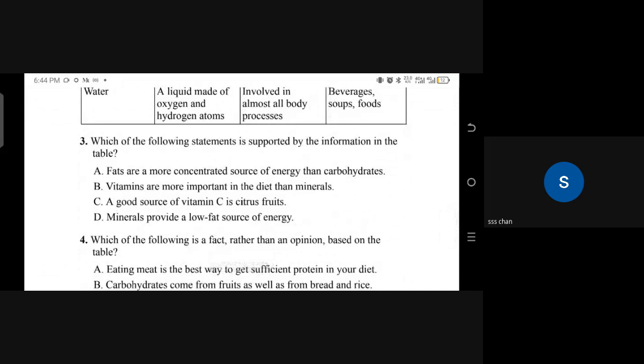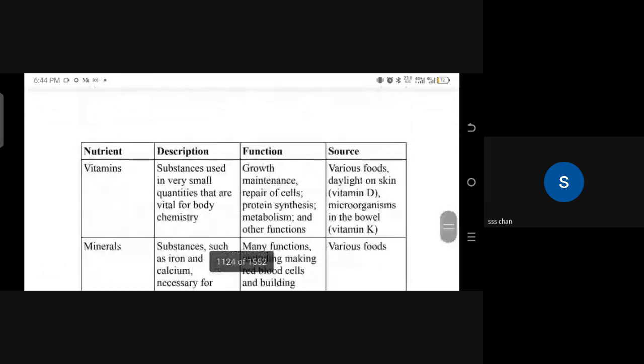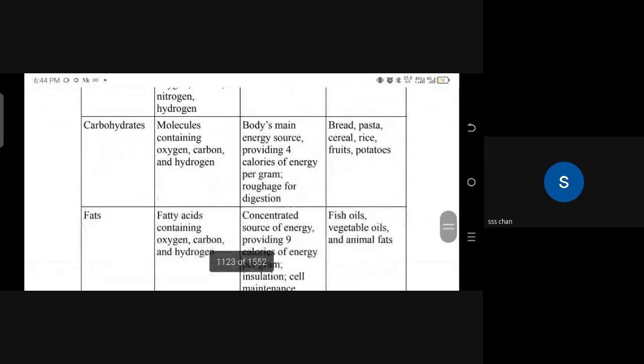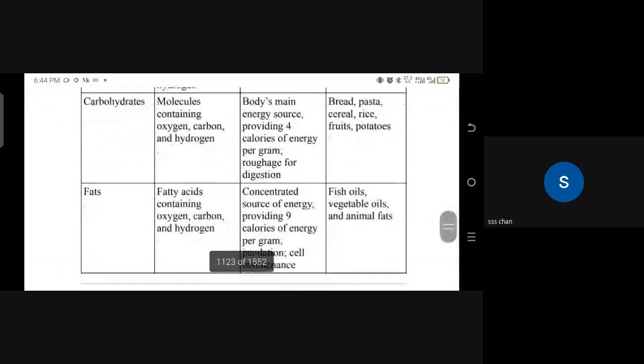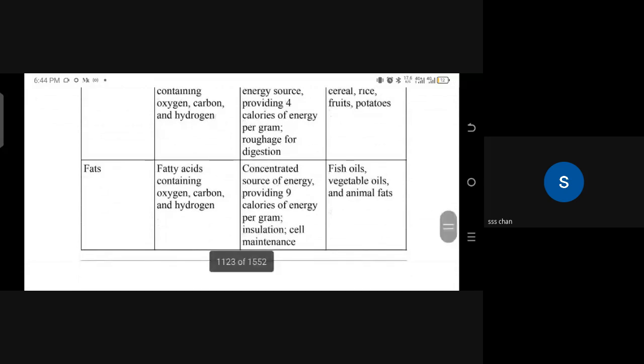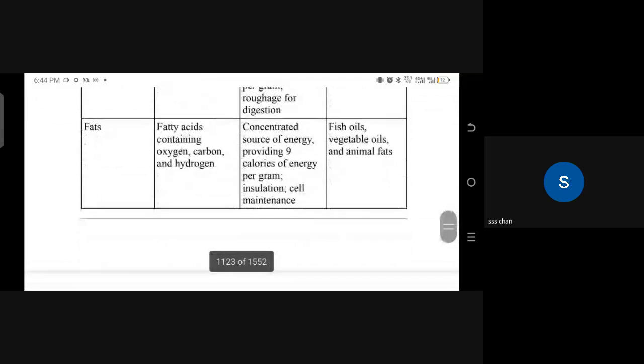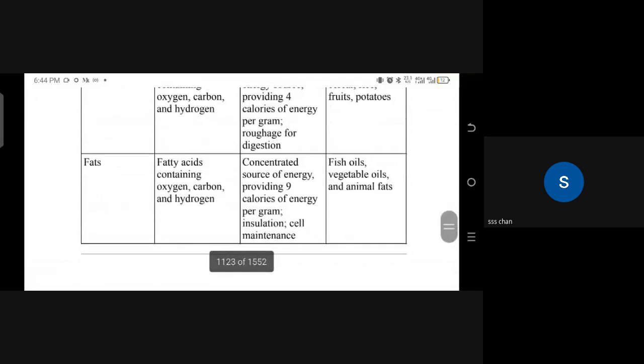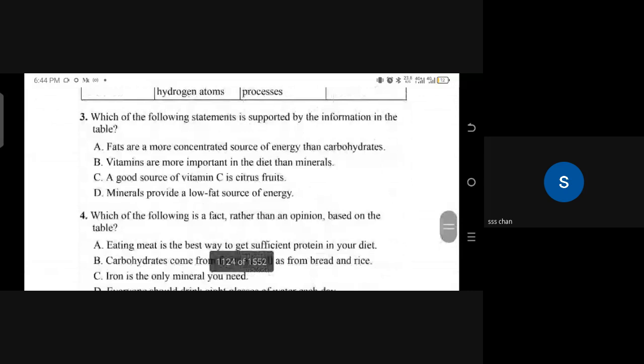Option A, because according to the table, fat will give you about 9 calories of energy compared to carbohydrate, which gives you about 4 calories of energy. Though the body prefers to obtain its energy from carbohydrates, fat has a higher concentration of energy, over two times what carbohydrate will provide. So the answer is option A. Fats are a more concentrated source of energy than carbohydrates.